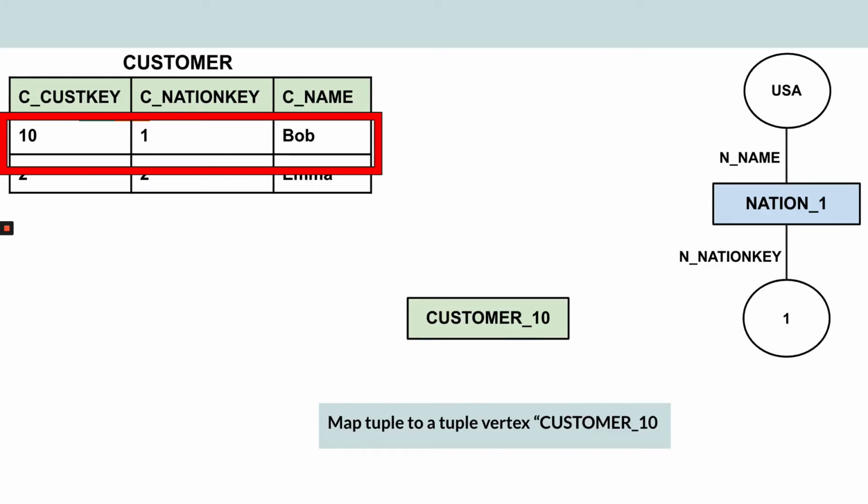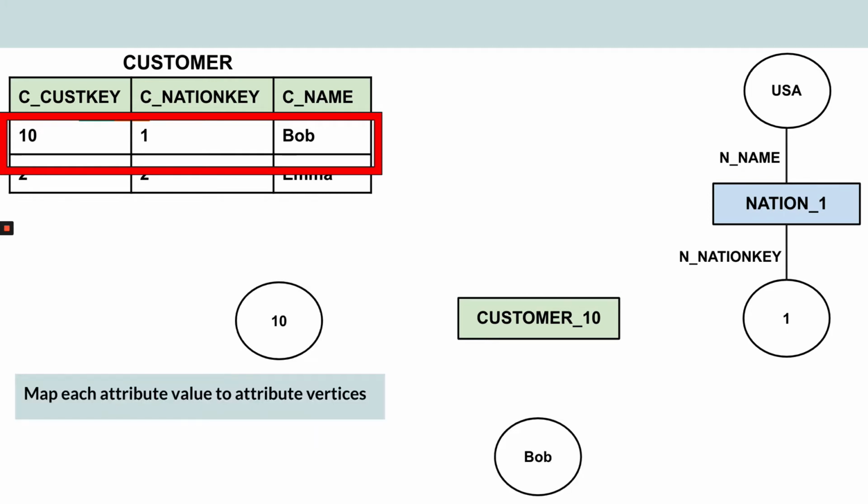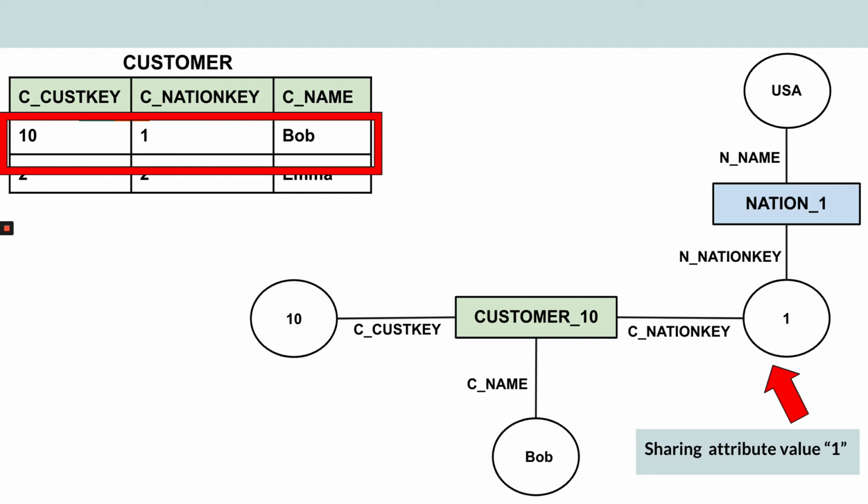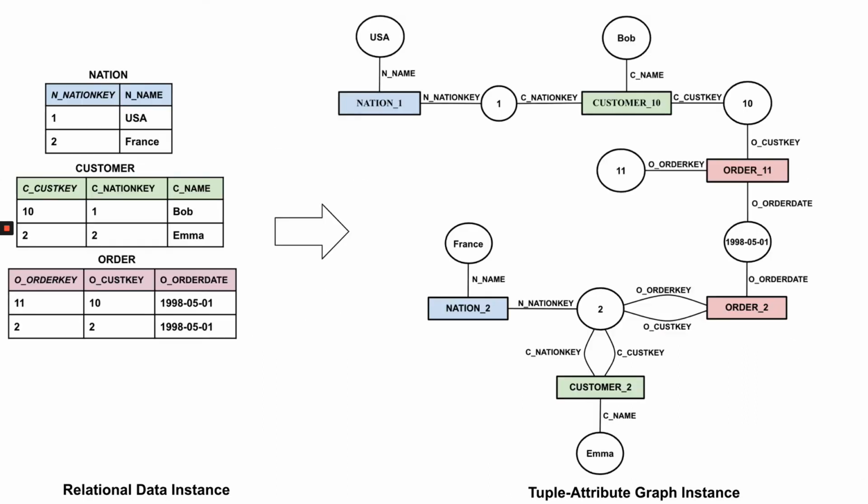Let's continue with the next relation, customer, and take the first tuple and map it to a tuple vertex. Then each attribute value of this tuple maps to an attribute vertex. Then we add edges to connect attribute vertices to the tuple they belong to. As you can see, we don't duplicate attribute vertices. If a value exists, then we just add an edge with the appropriate label. We apply the same steps for each tuple of each relation in the database, and this is the resulting TAG instance that we obtain. It's query independent, therefore it can be computed offline, and the size of the graph is linear in the size of the relational database.